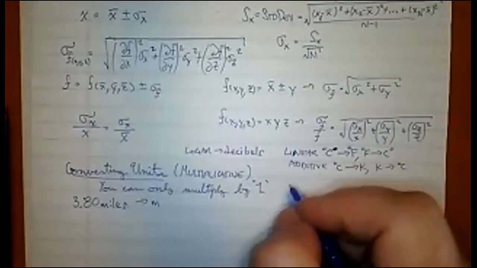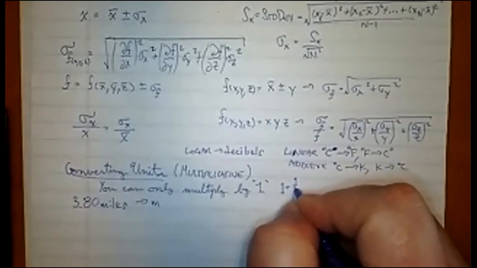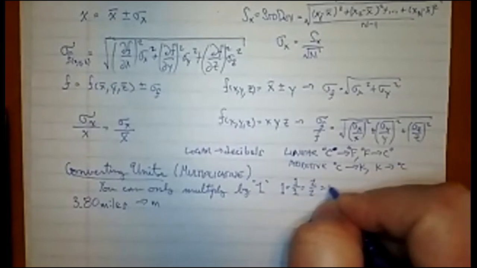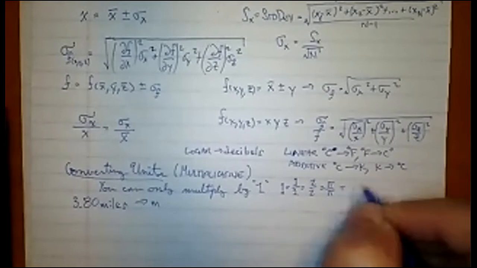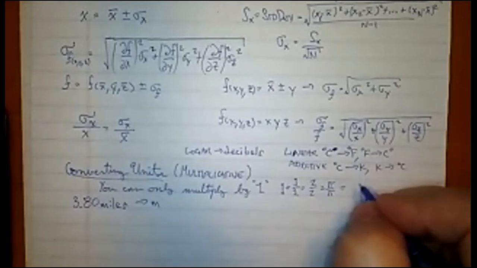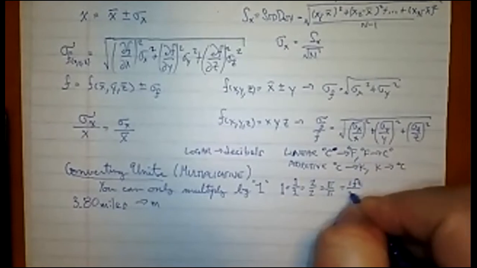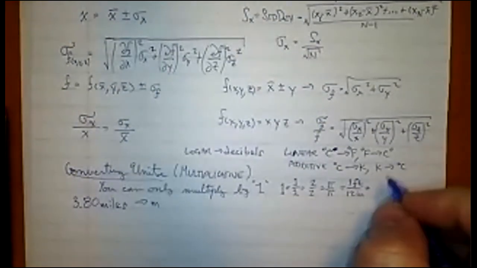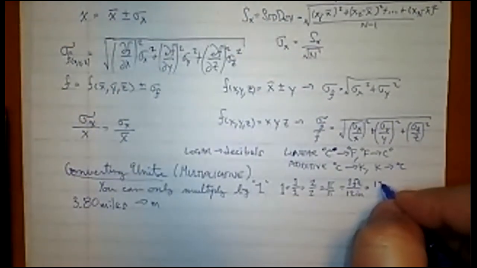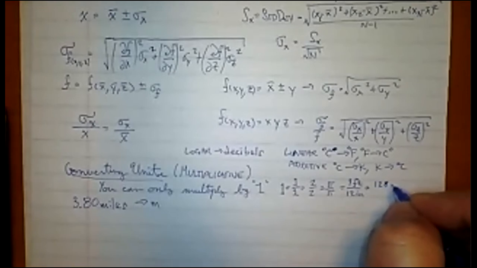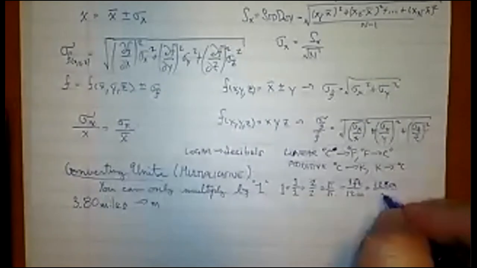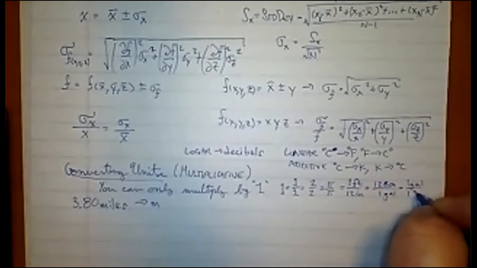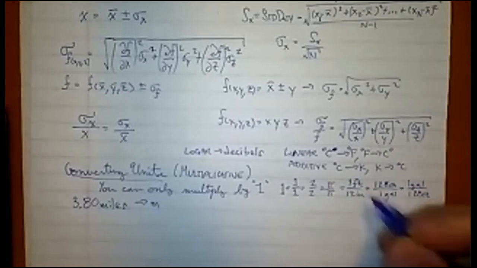Okay, but 1 can be written a lot of different ways. 1 can be this, 1 can be this. It can be 2 over 2, or even pi over pi. Or here's where it starts to get a little more abstract. It can be 1 foot over 12 inches. Or it can be 128 ounces over 1 gallon. Or it can be 1 gallon over 128 ounces. Notice how you can flip them over.